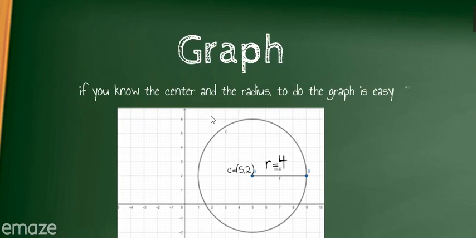Finally, the graph. If you know the center and the radius, to do the graph is easy. I will use the Cartesian plane to make the circle. So first, I locate the center. In this case, the center is (5, 2), so the letter A is the center. Then I count 5 spaces in every direction from the center of the circle. And finally, I draw the circle around the center with the radius in the graph. And that's all for the circle.